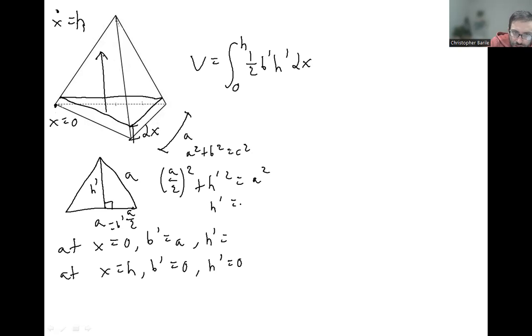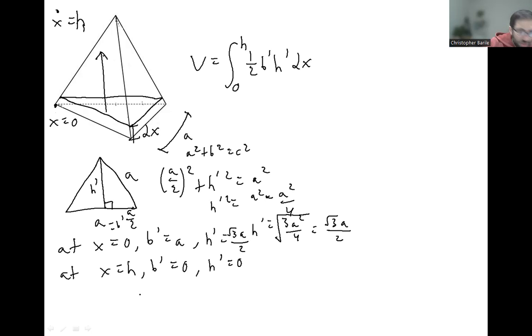And if we solve for that, we get a squared minus a squared over 4, and so h prime squared is going to be equal to 3/4 of a squared. Sorry, h prime squared. And so what's the square root of that? That ends up being root 3a over 2, right? Square root of 4 is 2. So now we can plug in here at x equals 0. We know b prime equals a, and h prime we just figured out is root 3a over 2.